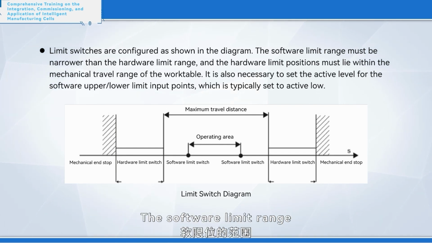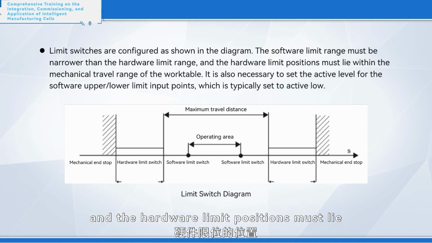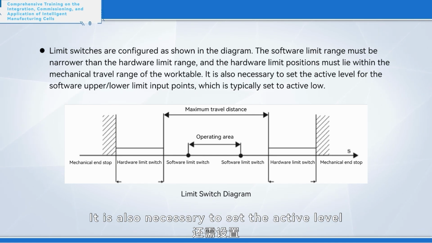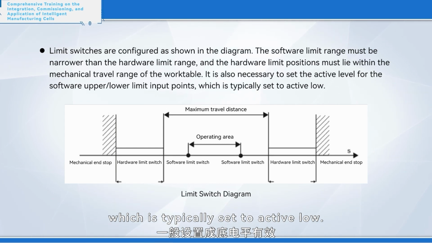The software limit range must be narrower than the hardware limit range, and the hardware limit positions must lie within the mechanical travel range of the work table. It is also necessary to set the active level for the software upper or lower limit input points, which is typically set to active low.